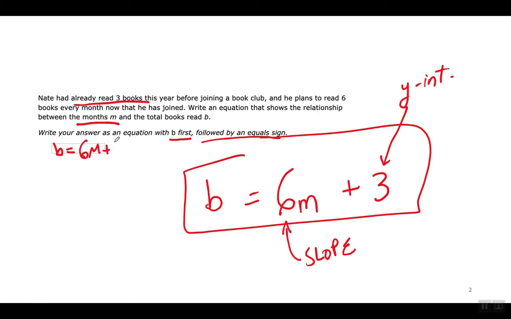Now, if you wanted to, you could have written it like this, and that's going to be correct as well. That should say 6M. But I would get in the habit of writing it in slope-intercept form. That way your brain will register, oh, this is the slope and this is the y-intercept, and you'll get better at identifying it whenever it comes up. Let me explain that in Spanish before I go to the next example.